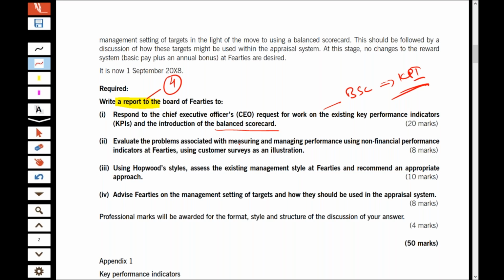Evaluate the problems associated with measuring and managing performance using non-financial performance indicators at Fairtees, using customer survey as an illustration. So you would have to use the customer survey as an illustration, and you would have to discuss why there are problems associated with measuring and managing the performance using these non-financial performance indicators.